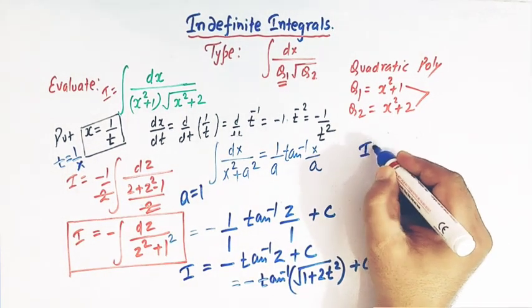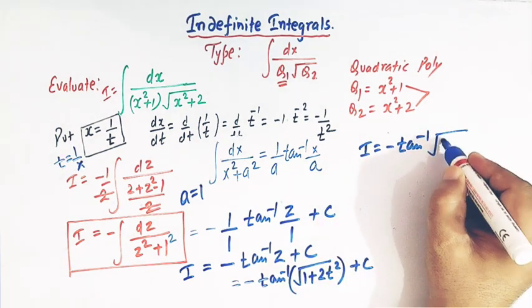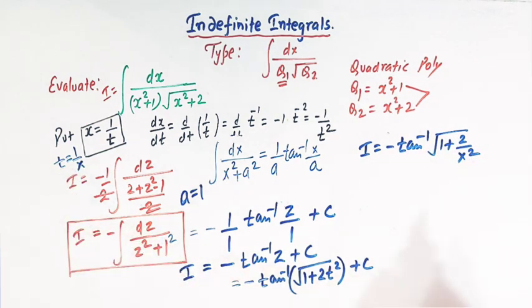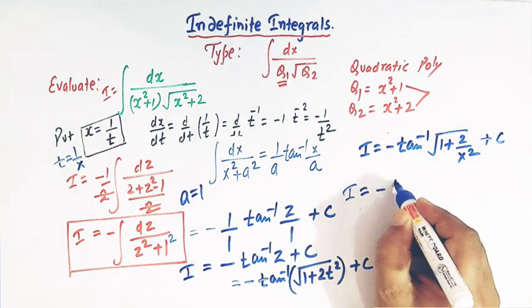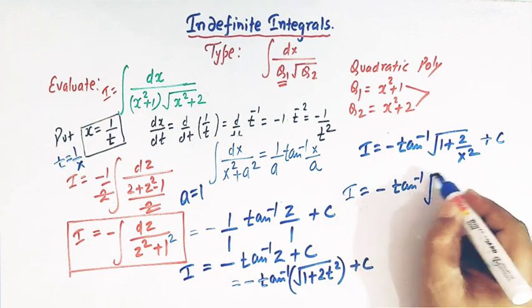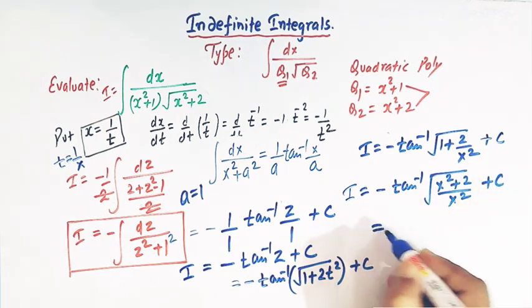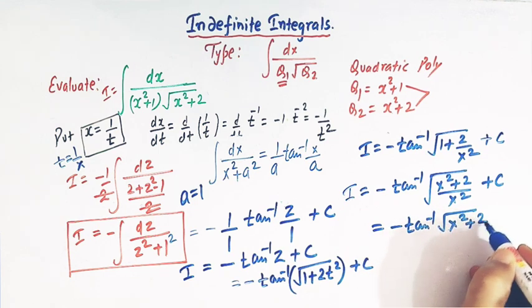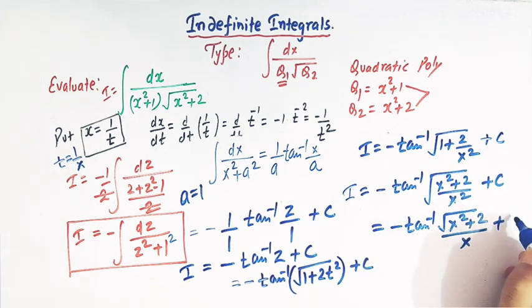So now I can be written as minus tan inverse, and we have a square root of 1 plus 2 over x square, because t is 1 over x. And here we have c as the constant of integration. So I is minus tan inverse square root of x square plus 2 over x square plus c, that is minus tan inverse square root of x square plus 2 divided by x, because the square root of x square is x, and here c is the constant of integration, right?